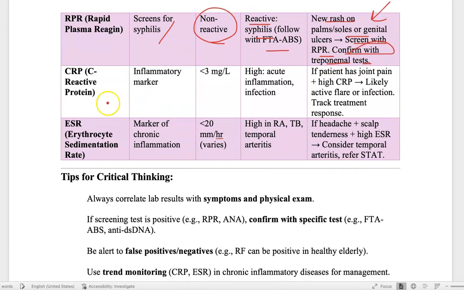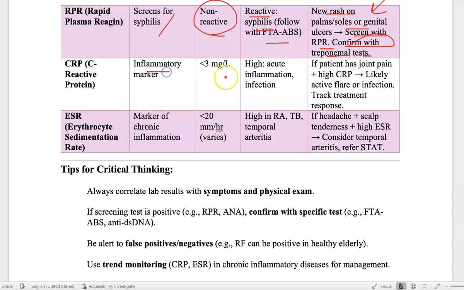What about CRP? C-reactive protein, an inflammatory marker, less than 3 milligrams per L is what we want. If it is higher than 3, we know there's an acute inflammation or infection going on. If the patient has joint pain plus high CRP, likely active flare or infection; track treatment response.